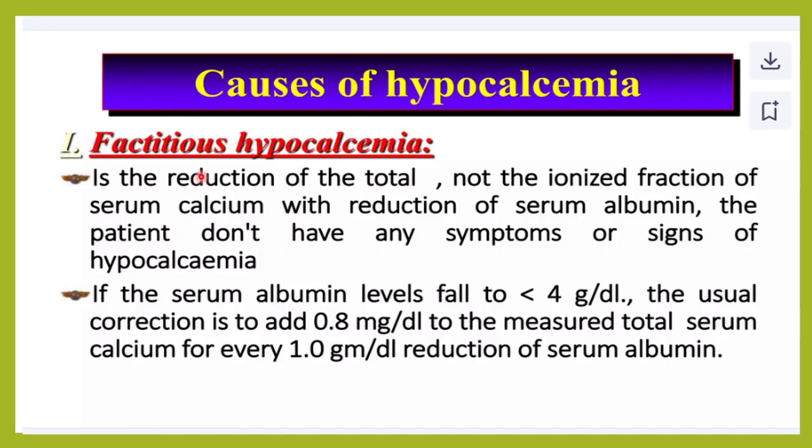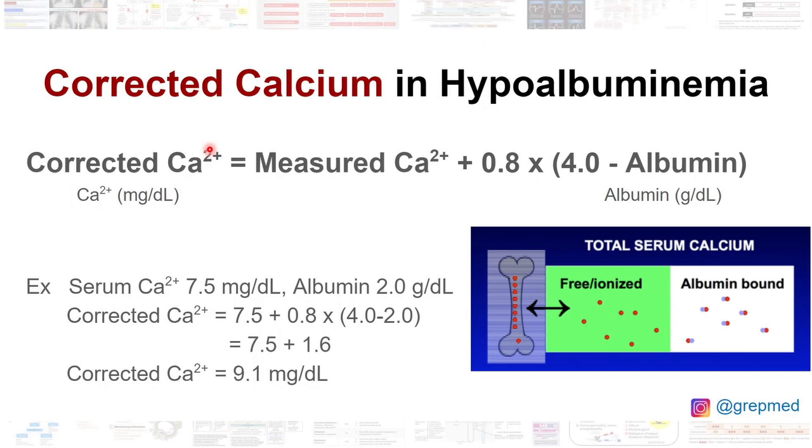We have also discussed factitious hypocalcemia. So this is a condition wherein there is reduction of the total calcium level in the body, but the ionized fraction of serum calcium is normal. So whenever the serum albumin falls to less than 4 gram per deciliter, we do a correction in such cases. So that is called factitious hypocalcemia. So how do we do the correction? Corrected calcium is equal to whatever is the measured calcium plus 0.8 into 4 minus albumin.